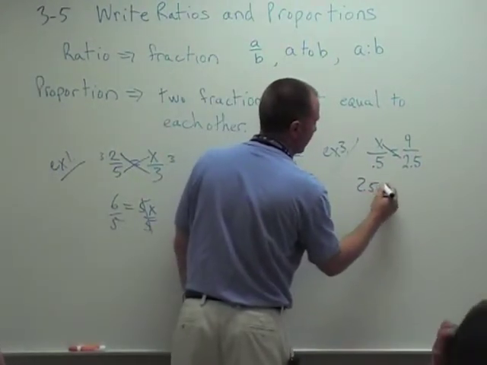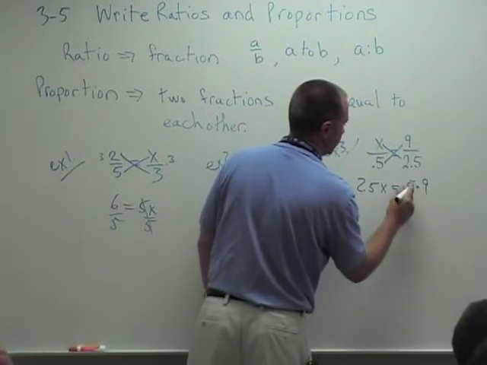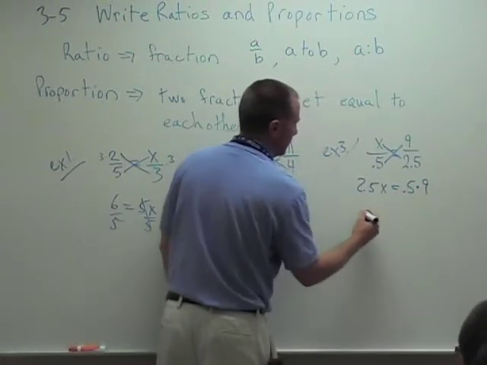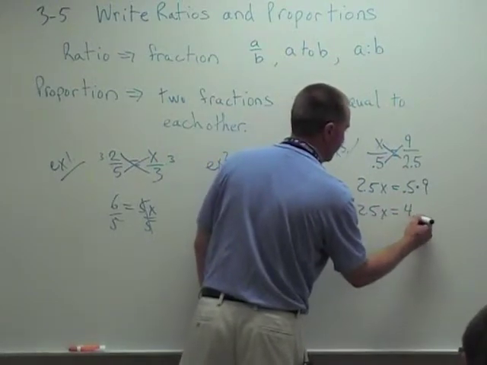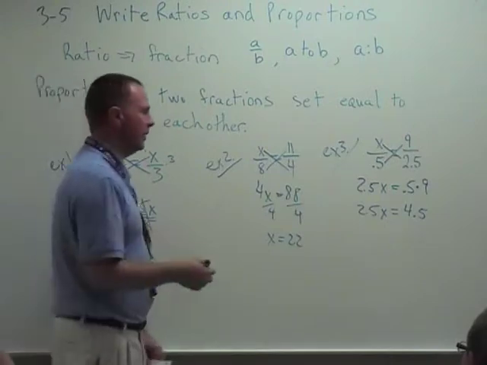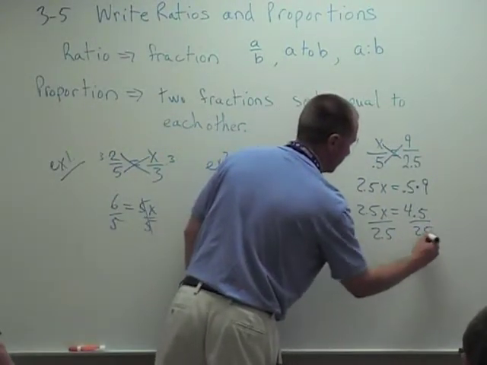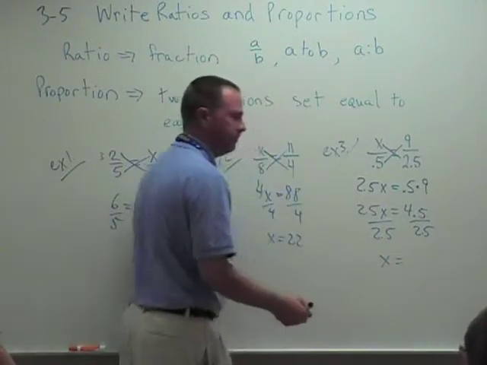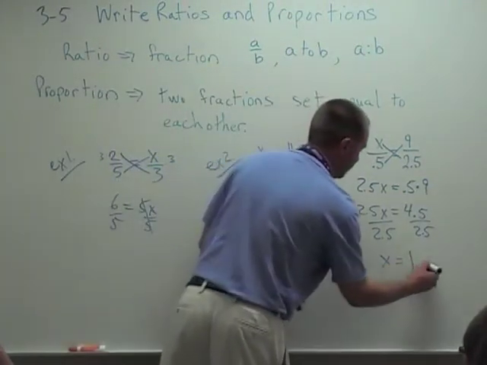So that's 2.5x equals 0.5 times 9. Alright? So 2.5x equals 4.5. Half of 9 is 4.5. Now you divide off the 2.5. So this is all review for everybody. So x equals what? 1.8. 1.8.